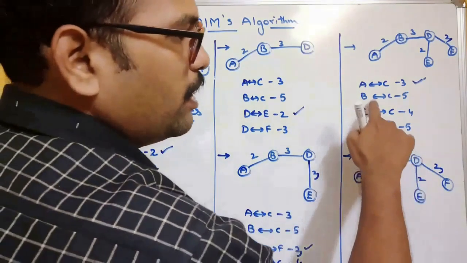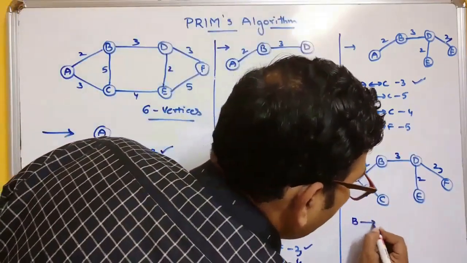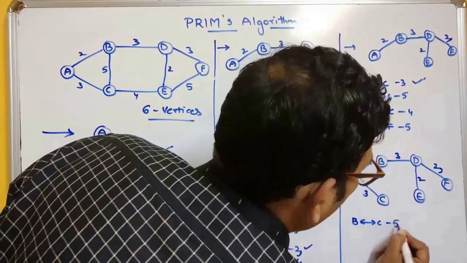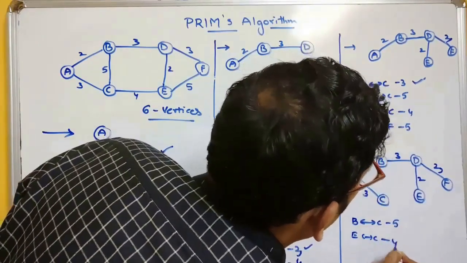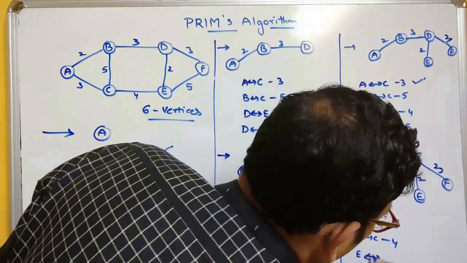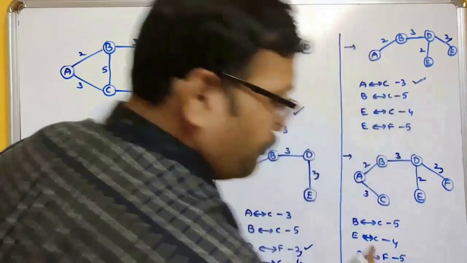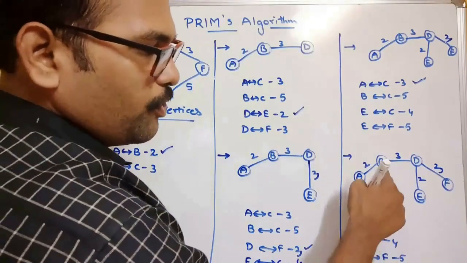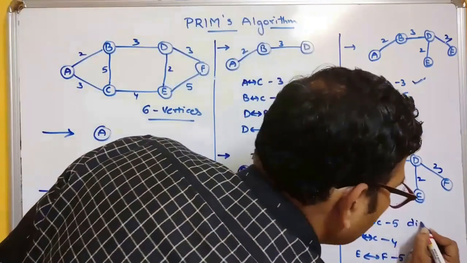And now you can observe the remaining edges. What are the remaining edges? Consider B to C with a 5, E to C with a 4, and E to F with a 5. If you add B to C, it forms a cycle, so we have to discard this one.